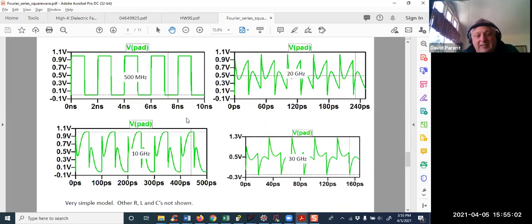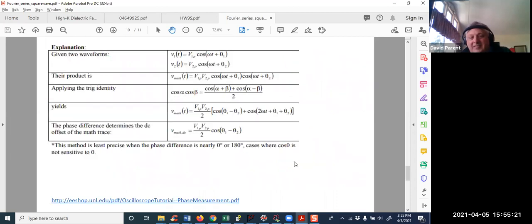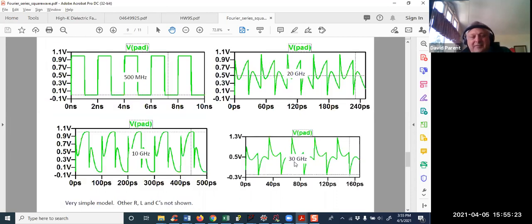but notice at 10 gigahertz, this is the output of the pad, right? That's what's getting sent in. And it's not looking like a square wave any longer. And then at 20 gigahertz, right at the notch frequency, right, it looks like garbage. And then when you go higher, it's just ridiculous.